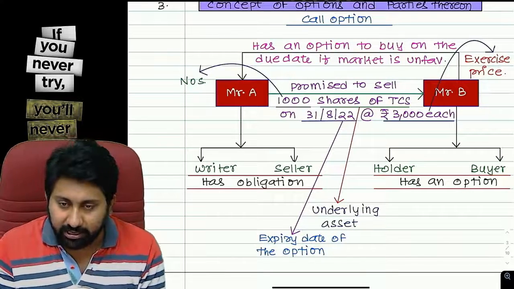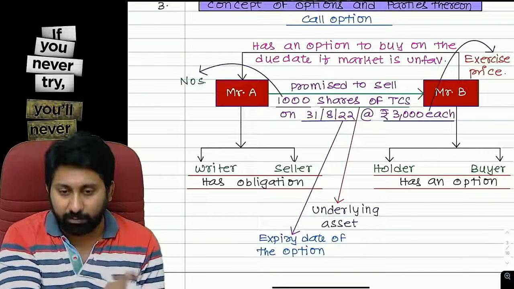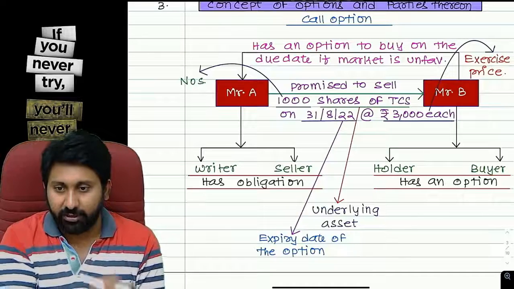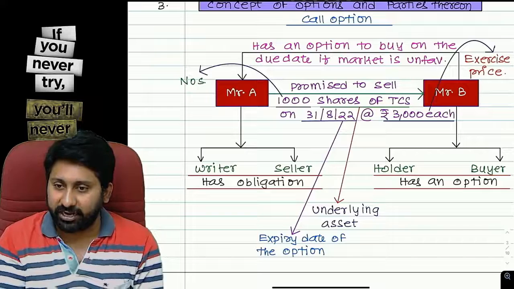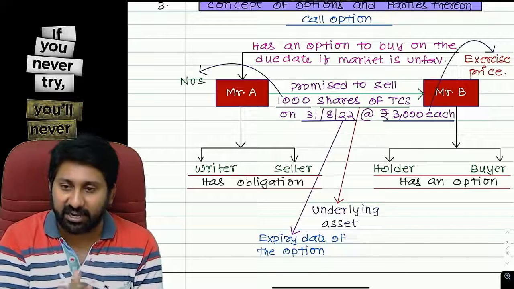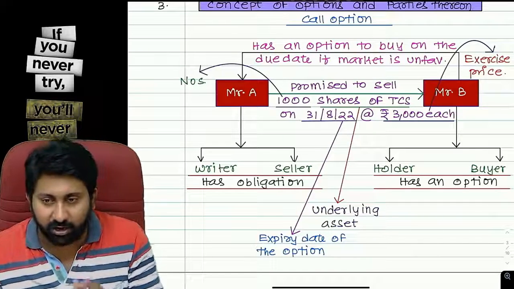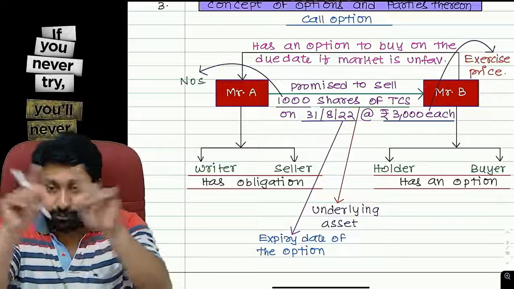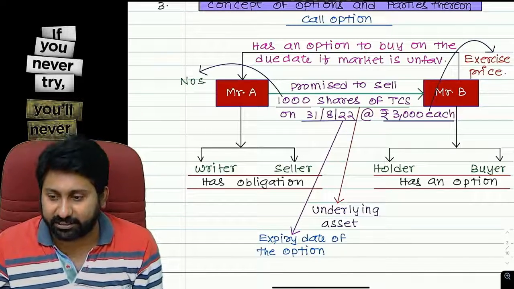I repeat: A is the writer, B is the holder. A has the obligation, B has the option. 1000 is the number of shares, in lots. 3000 is each share price. Shares of TCS is the underlying asset. 31/8 is the expiry date. Am I clear or not? This is the full chart for the call option. The same reverse will happen in the case of a put option.